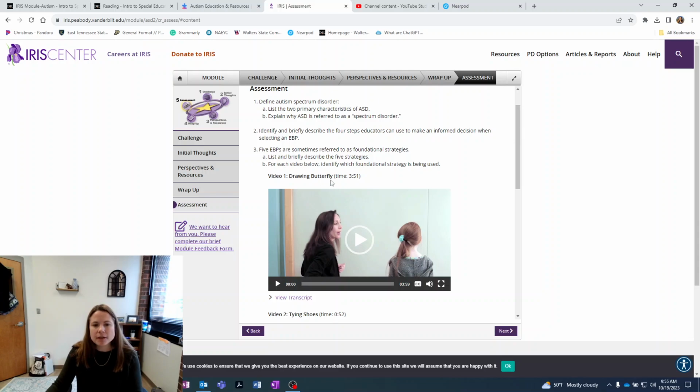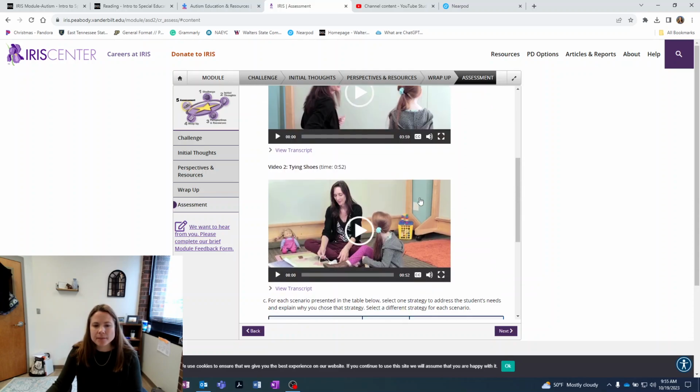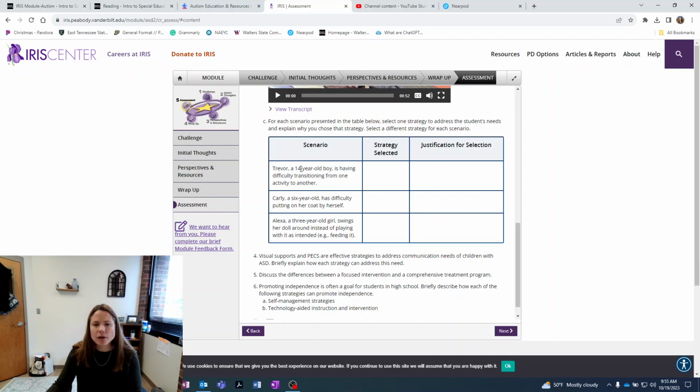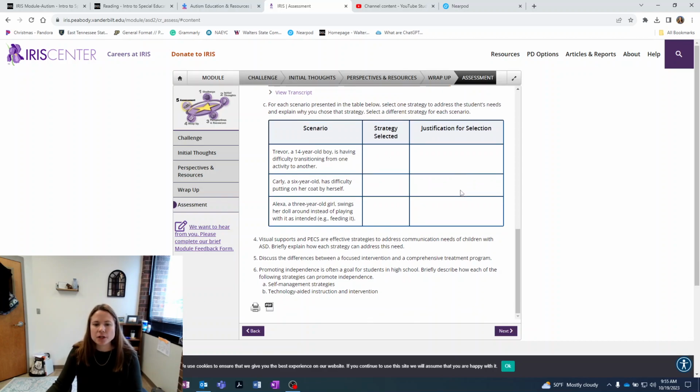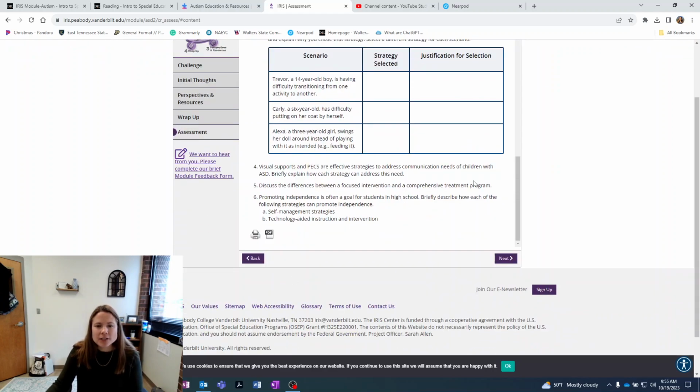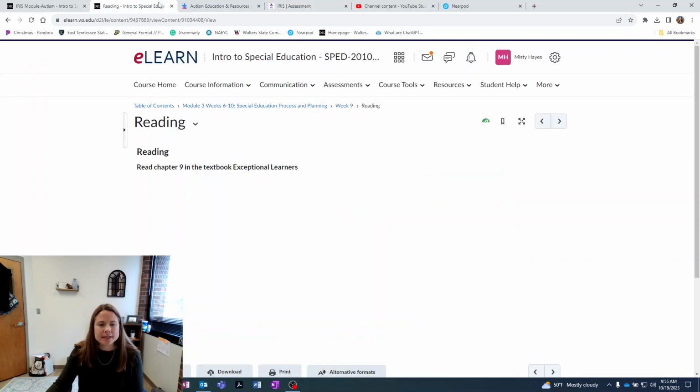You will use the videos to help you answer 3, and you will also use them to help you answer 3C. You will need to copy and paste this table inside of the Word document. So that's how you're going to be assessed this week, and that will again go to Dropbox.